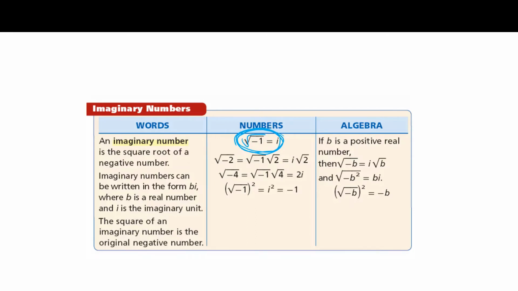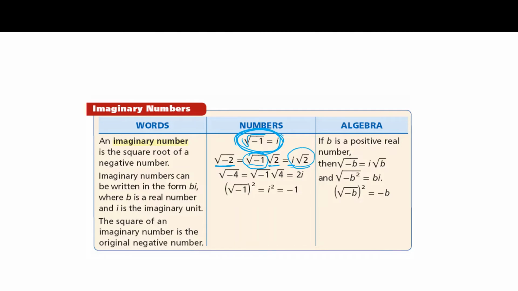So how does that look? If I have the square root of -2, that is the same as the square root of -1 times the square root of 2. Since I know that the square root of -1 is i, I'm just going to say i square root of 2. So the square root of -2 is equal to i square root of 2.